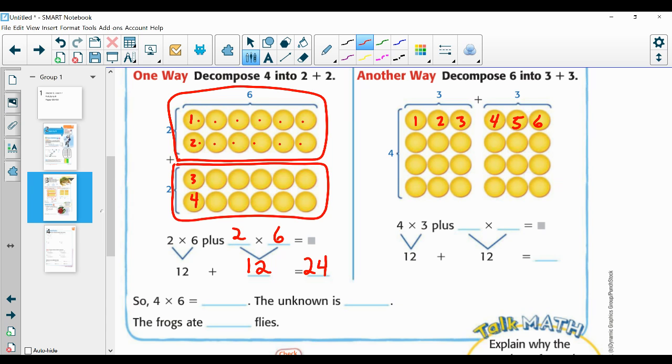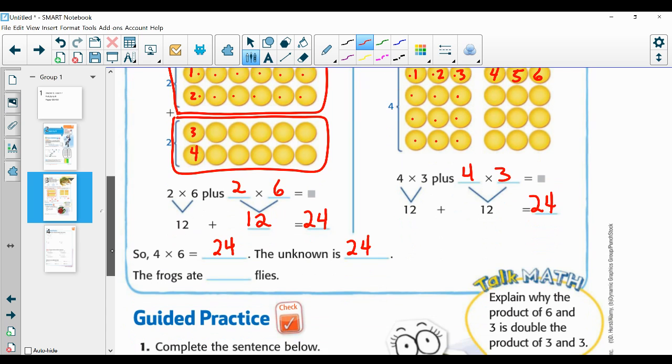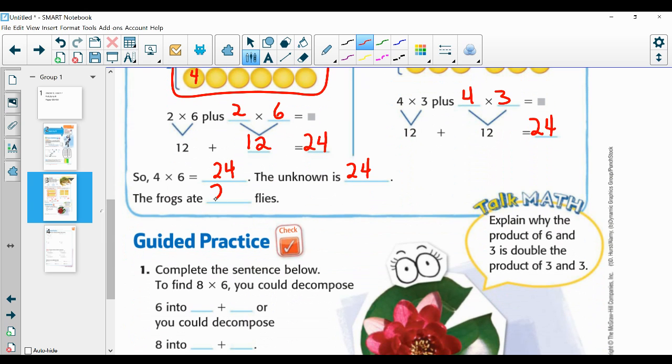So 4 times 3 plus 4 times 3. When I multiply it, 4 times 3 equals 12. If I'm not sure, I can count them. 1, 2, 3, 4, 5, 6, 7, 8, 9, 10, 11, 12. And 4 times 3 is 12. And then I can add them using my place value. 2 plus 2 is 4. 10 plus 10 is 20, 24. So 4 times 6 is 24. The unknown is 24. And the frogs ate 24 flies.